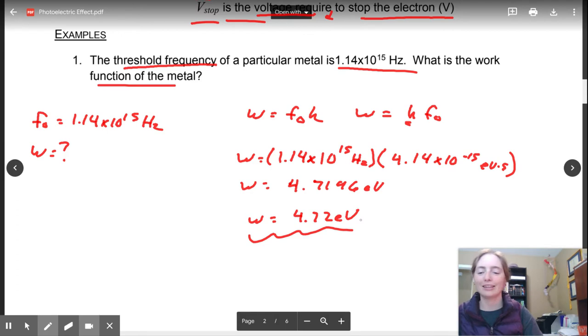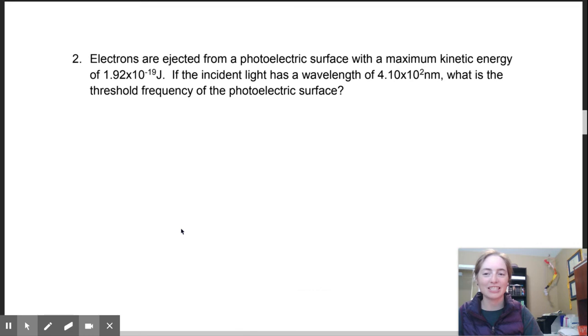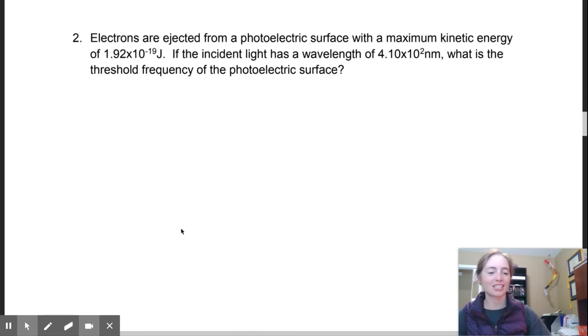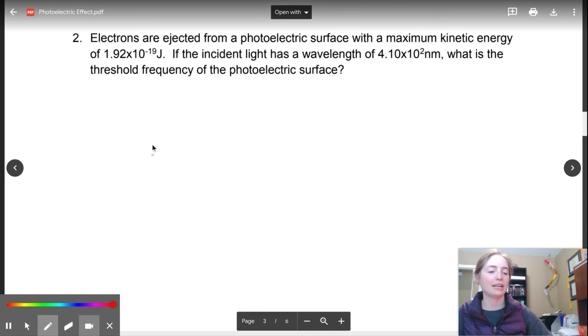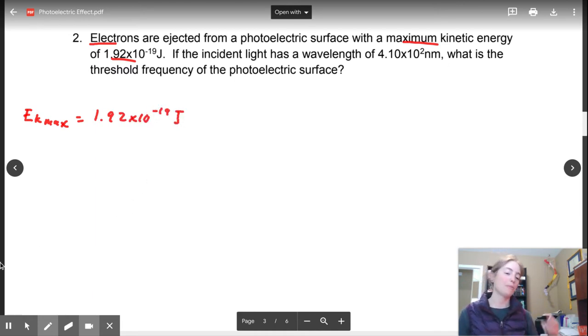All right, let's move on. More tricky questions. Yes. Challenge the brain. All right, ladies and gentlemen, electrons are ejected from a photoelectric surface with a maximum kinetic energy of that many joules. So EK max is equal to 1.92 times 10 to the power of negative 19 joules. Now remember, that's the energy per electron. If the incident light has a wavelength of that many nanometers.